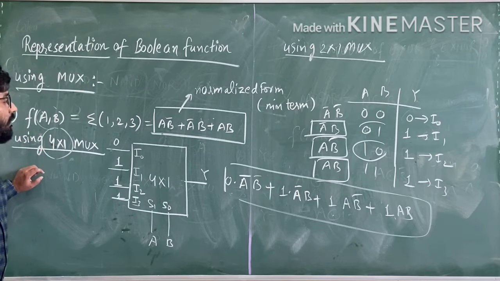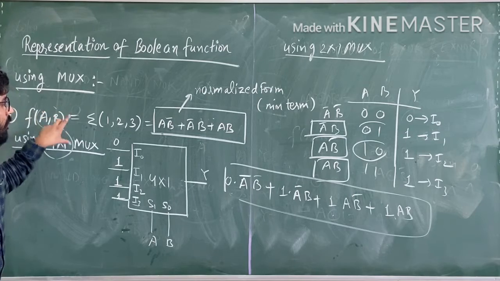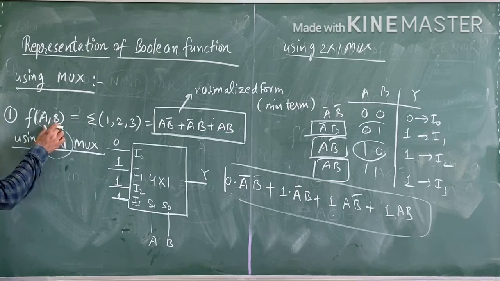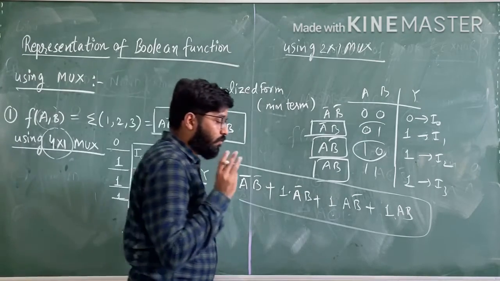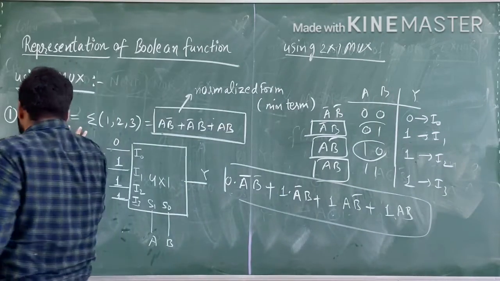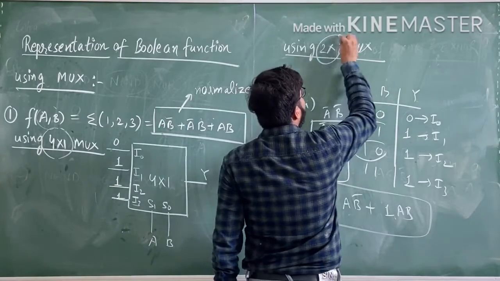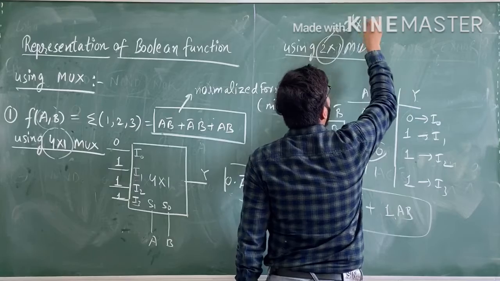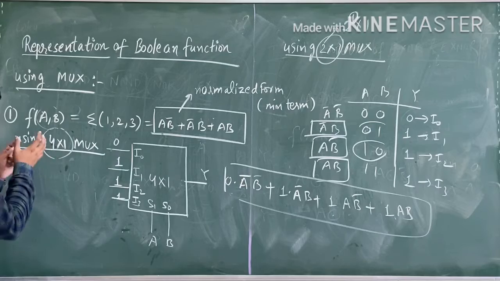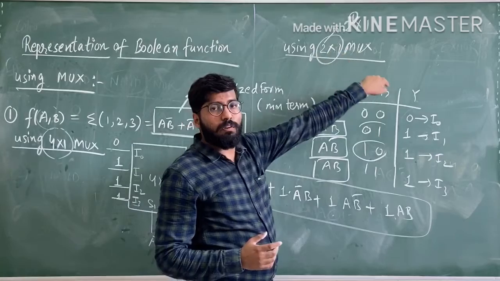So in this way, we can design a Boolean expression, or simply represent the Boolean expression with the help of a mux. But here the function is of two variables and the select lines are two, so there is no problem. But if you design this problem using a 2 cross 1 mux, where 2 cross 1 mux means 2 raised to the power 1, here select line is 1 but variables are 2. So it means the Boolean expression is of higher order, but the mux is of lower order.